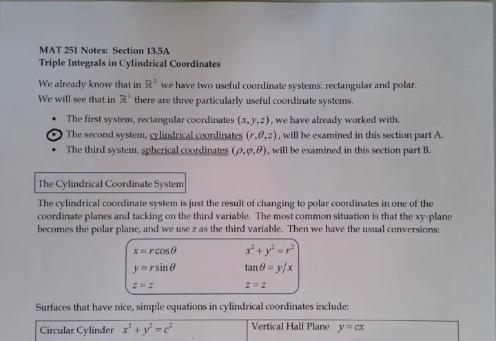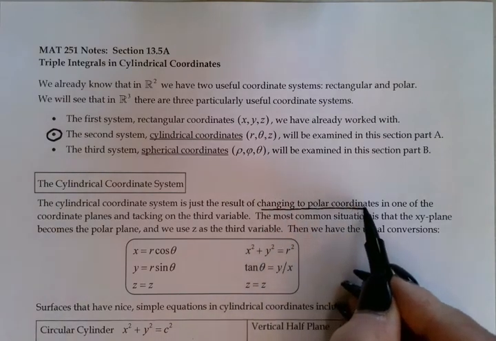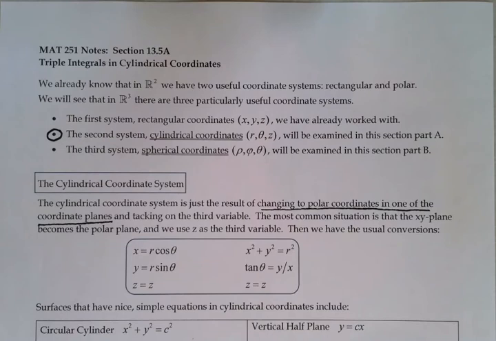The nice thing about the cylindrical coordinate system is that you actually know a lot about it already, because all it is is changing to polar coordinates in one plane and then tacking on the third variable. The most common situation we'll encounter is that the xy plane becomes the polar plane, and we end up using z as our third variable. Let me show you what I mean by that, using a little diagram here.